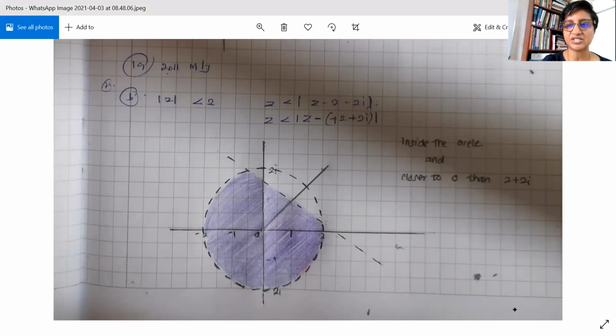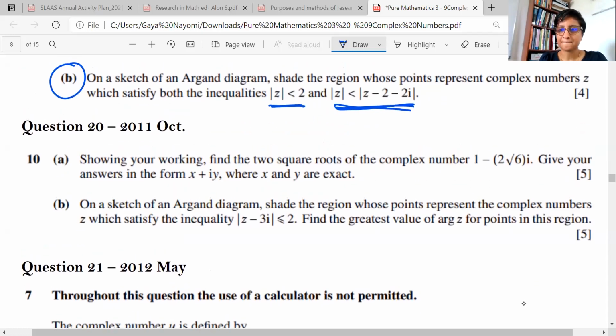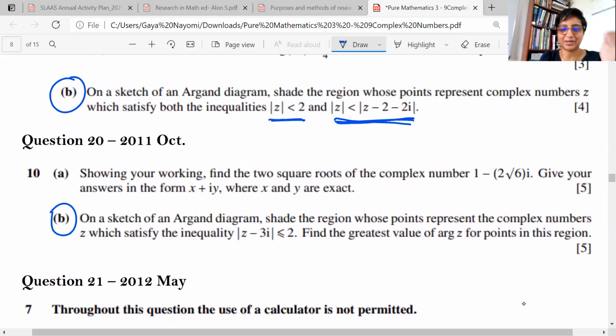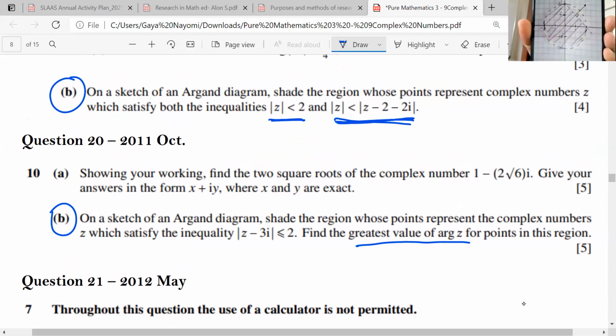Can we quickly look at one more question? Okay, one more, last one. This one, part B. Greatest value of arg z for points in this region. Question 2011. I can show you Malit's and both Nathan's. This is Malit's. Not bad, eh? The circle is nice. Here's Nathan's.